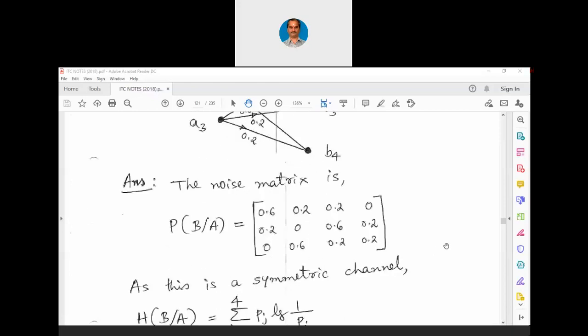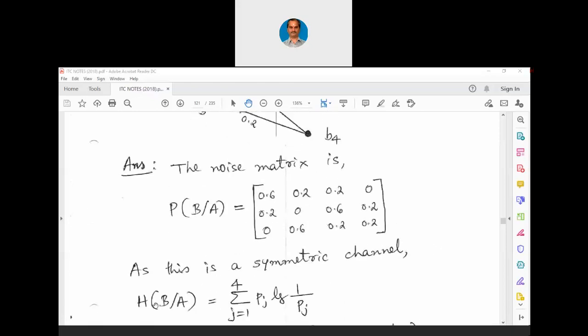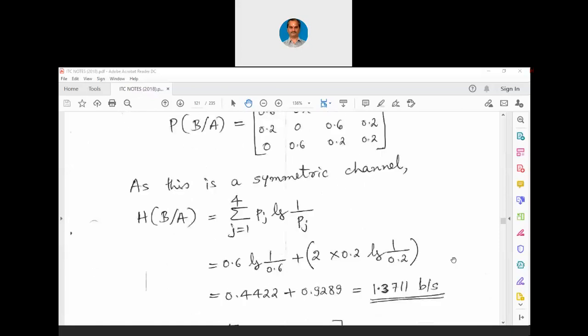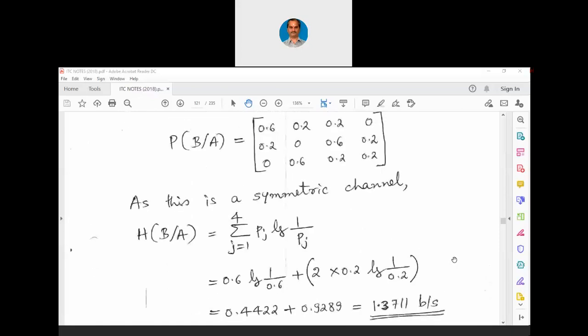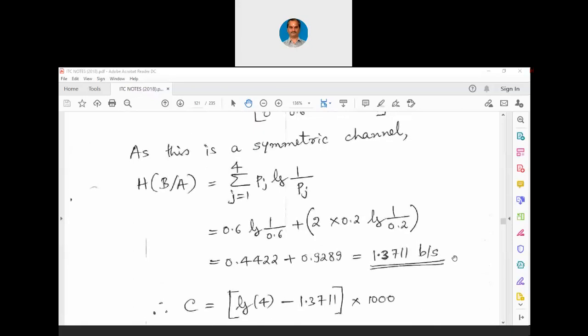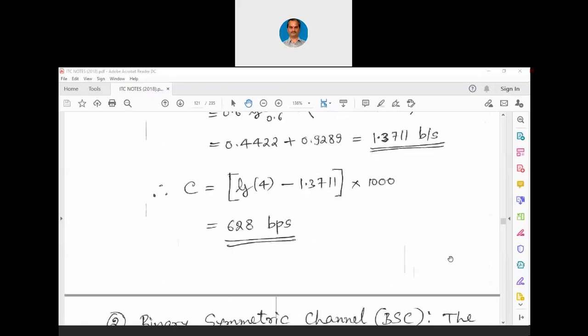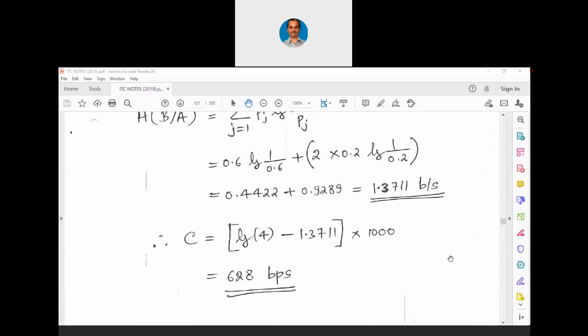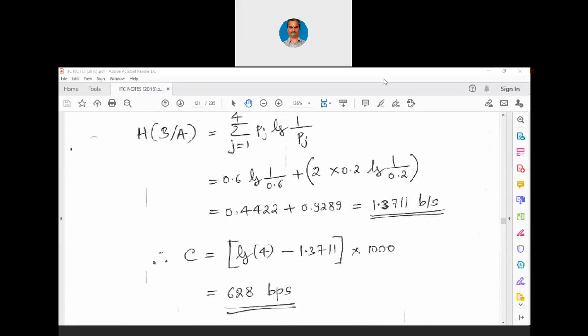Now, as this is a symmetric channel, H of B slash A equals summation of J equals 1 to 4 of PJ log of 1 over PJ, we get this H of B slash A as 1.3711 bits per symbol. Now, C is log of 4 minus 1.3711 into 1000, as RS is given. So, it is 628 bits per symbol. Okay. So, that is the channel capacity.